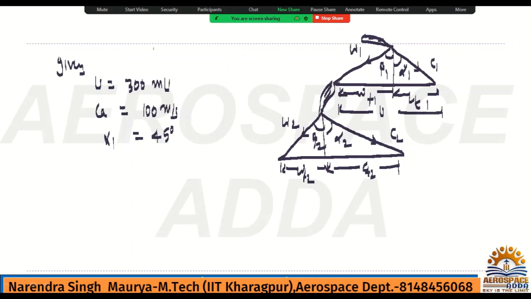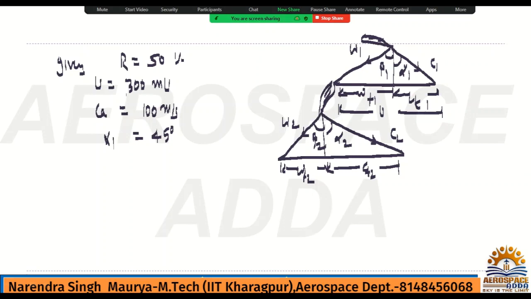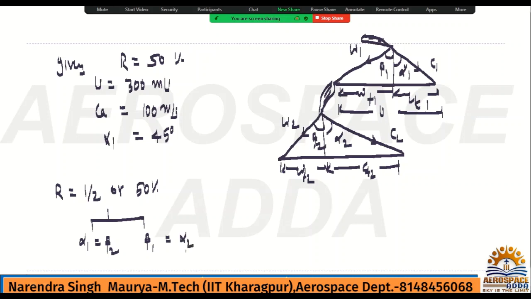One more condition they have given: R is 50% degree of reaction. It is clearly mentioned here. They have not written the full words degree of reaction, but 50% reaction means the degree of reaction. So if we have 50% degree of reaction, what does it mean? You should know that, because that is the clue for you to start solving the problem. What is the clue for 50% reaction? R is 1 by 2, or 50%. If it is given, then it means alpha 1 is equal to beta 2 and beta 1 is equal to alpha 2. That is the meaning of it, which we already discussed.